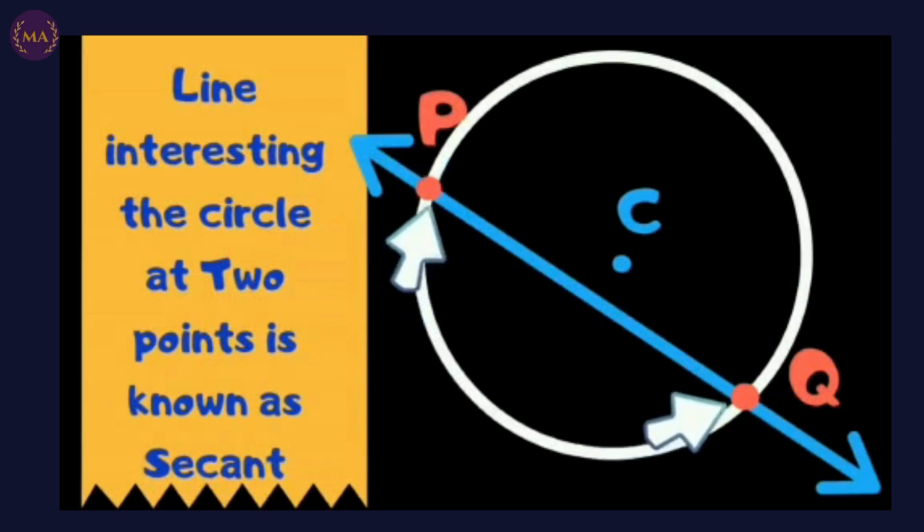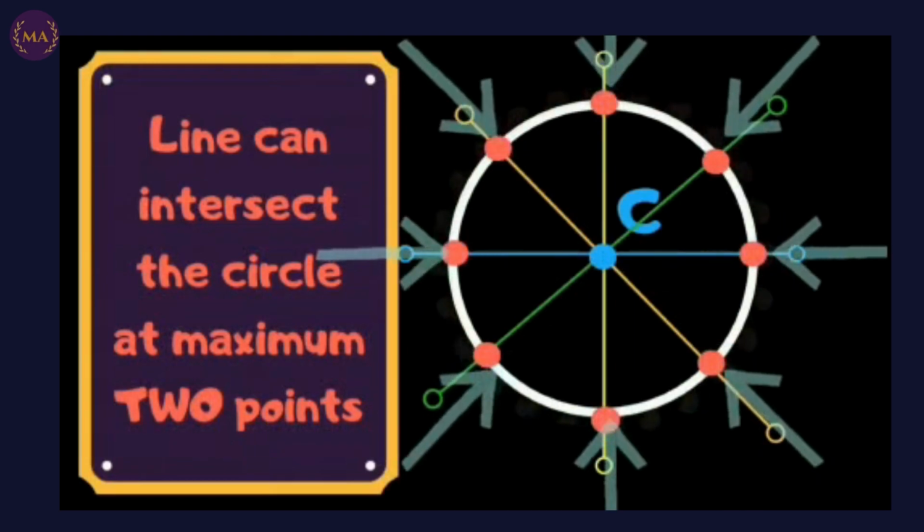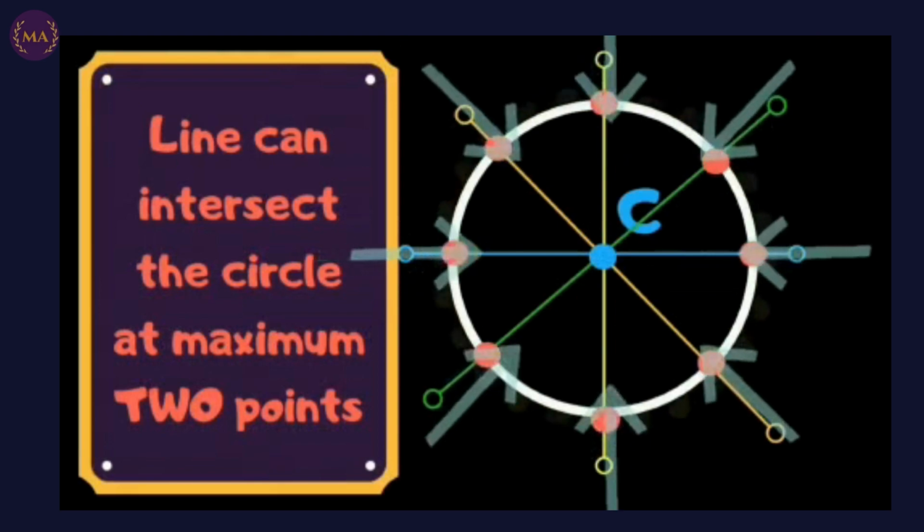So what is a chord, kids? Yes, a chord is a line segment whose both endpoints will be on the circle. Perfect. So let's see the property.